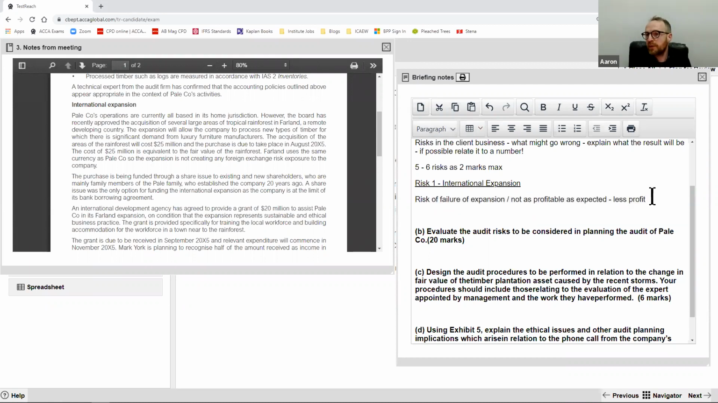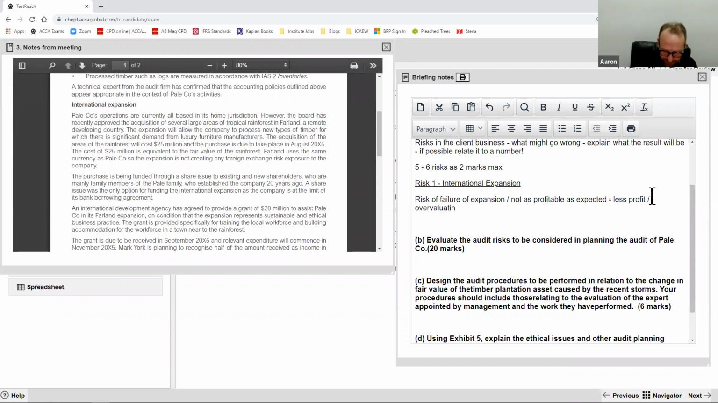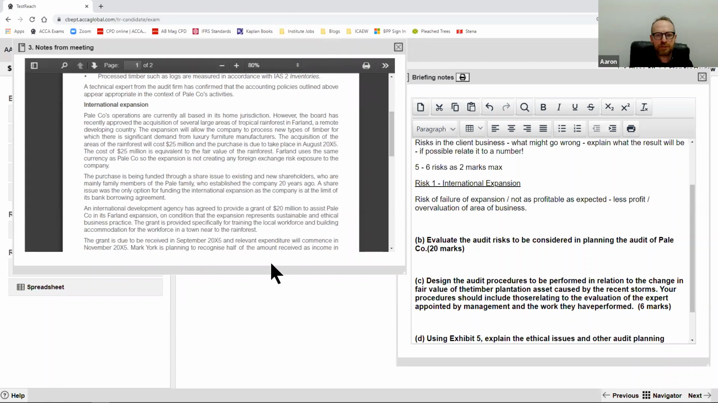Okay, so not as profitable as expected, less profit. They've also got this rainforest asset. So you might be thinking about the asset being overvalued, although again, you don't want to go into too much. I think more like an overvaluation more generally of the area of the business. Okay, so we're thinking generally that division could be overvalued. It's not going to be as profitable as they expected. The expansion fails, okay? And what you would then be doing is thinking, well, okay, is there anything to support that? Because remember, we want to bulk this out with the numbers, okay?